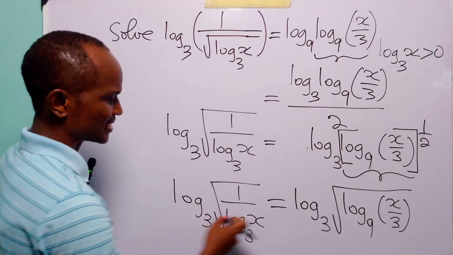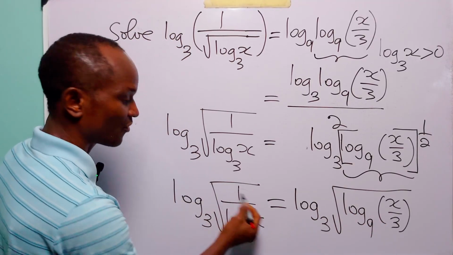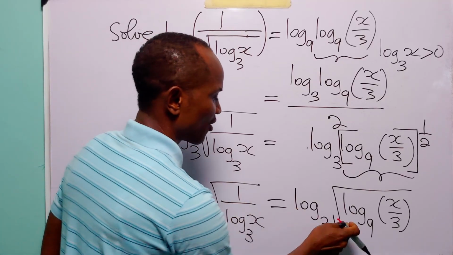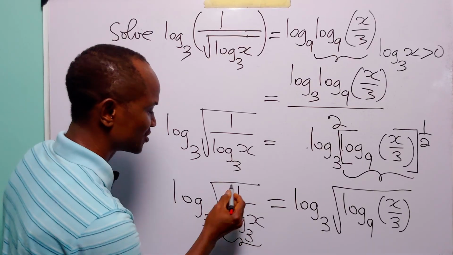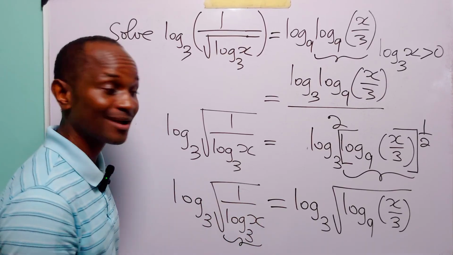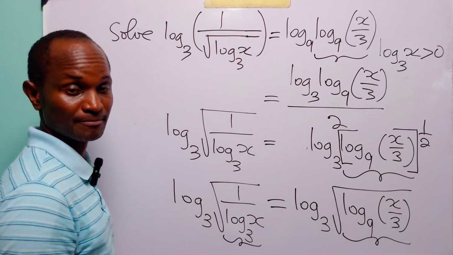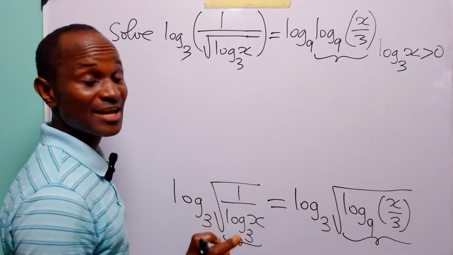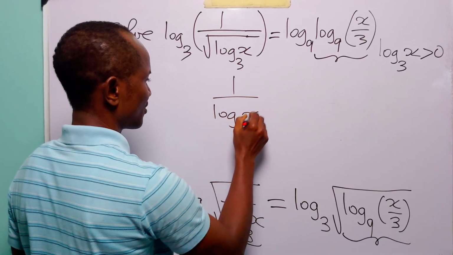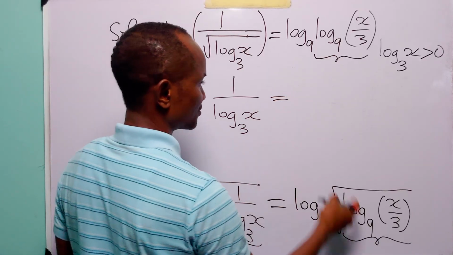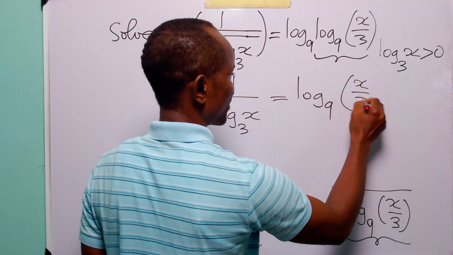Now, when you look at the left-hand side and you look at the right-hand side, we have log to base 3 of the square root of this and log to base 3 of the square root of this. So it means that this, that is 1 over log to base 3 of x, is equal to this, that is log to base 9 of x over 3. So from here, we can safely say that 1 over log to base 3 of x is equal to log to base 9 of x over 3.